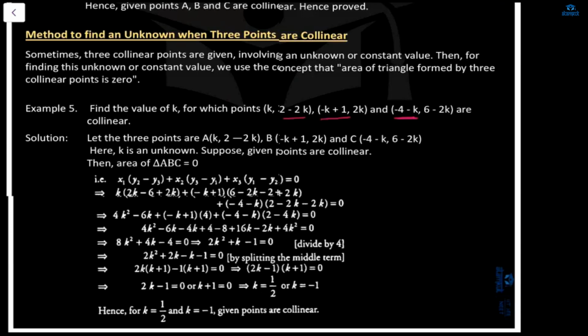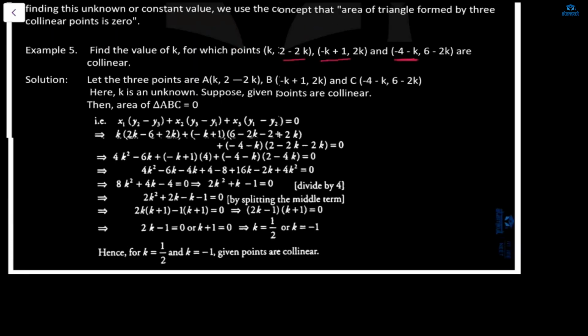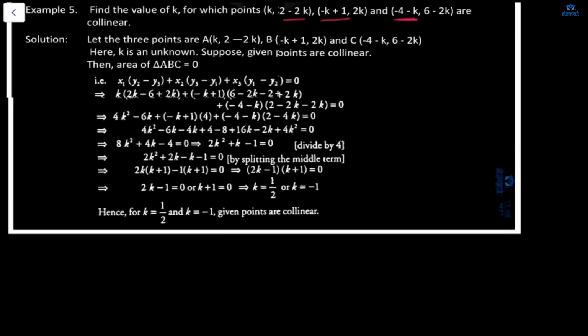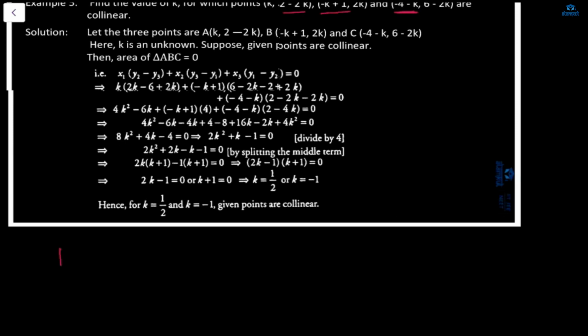Now, let the 3 points be A, B, C. Here the k value is not known, so you have only one unknown value. It is easy when you have formed an equation to find one value. The area of triangle, we are already equating to 0. If you are equating the area of triangle to 0, then you just apply the formula. According to the formula, x1, the x value of A, is what? k. And y2 minus y1, 6 minus 2k.